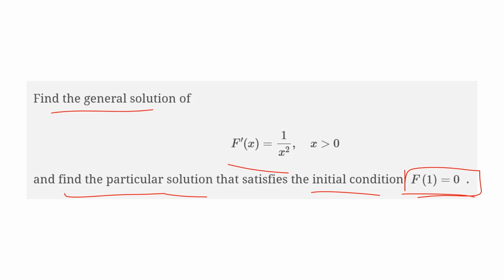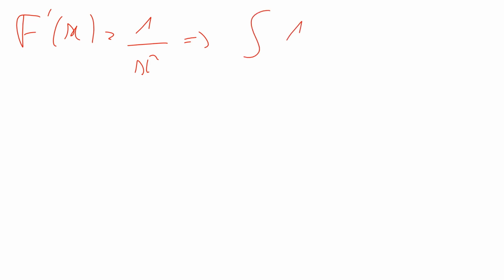So what we can do is that we can try to solve f prime of x equal to 1 over x squared. So let's go and do that. F prime of x is equal to 1 over x squared. So we can rewrite this as what we are trying to find is the integral of 1 over x squared dx. This can be rewritten as the integral of x to the power of minus 2 dx.